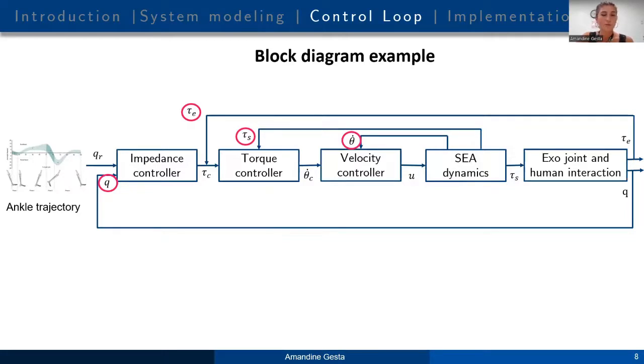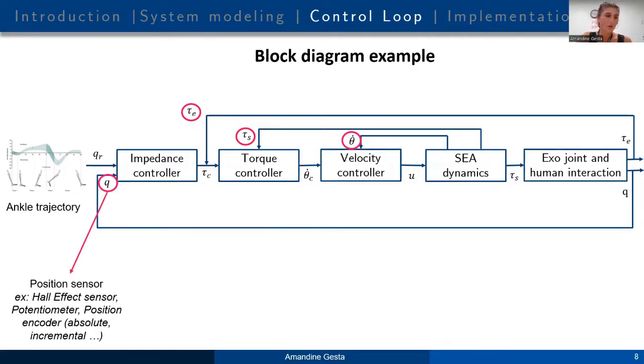The first one would be the position. Then you need to measure some torques, the output torque, but also the torque at the output of the actuator, and then the velocity of the actuator. So for each parameter, you need several sensors.